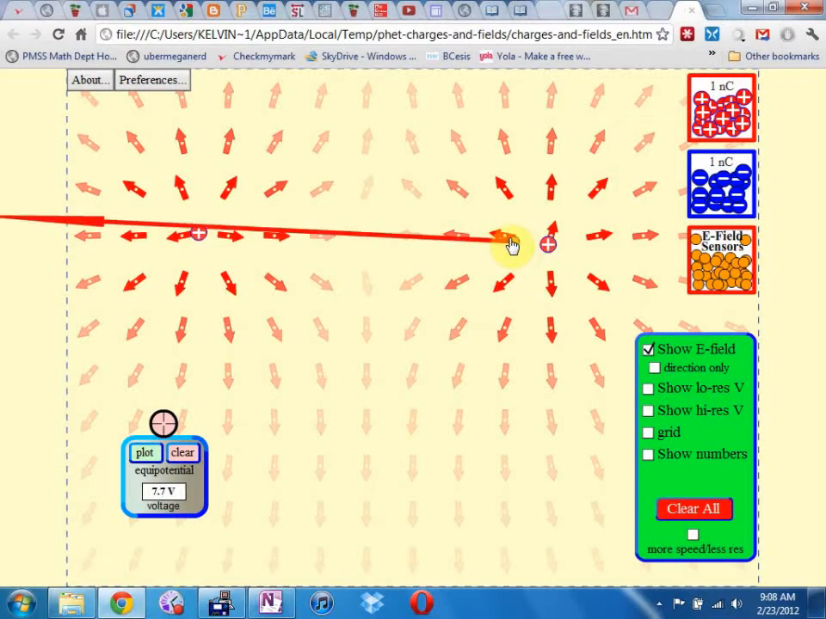Really strong and to the left when I'm close to this guy. As I get further away, this charge here is pushing to the right. So as I get further away, in fact, you know what? There's a little equilibrium point right about there where both electric fields cancel each other out because they're pushing in opposite directions. Your net field is 0.